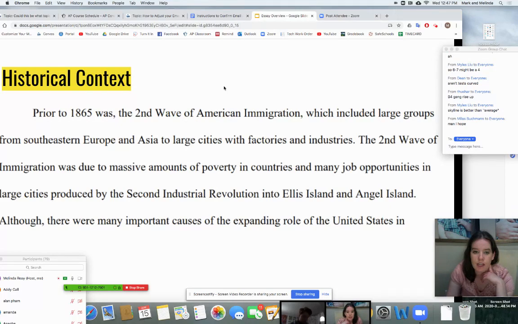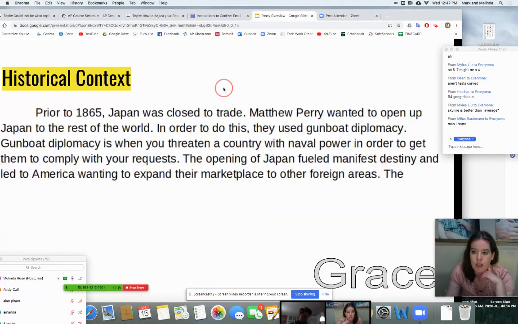And again, if you have any questions about this, please let me know so that I can answer them. So this is one example that would be a good example. This is by Grace Marsh. If you notice on this one, you have the contextualization. She did prior to 1865, Japan was closed to trade. She goes into Matthew Perry and the gunboat diplomacy. And then her connection shows the opening of Japan fueled Manifest Destiny and led to America wanting to expand their marketplace to other foreign areas. And then she starts into her thesis.